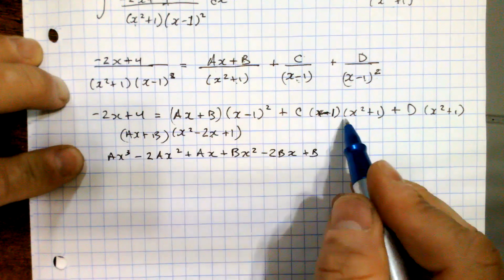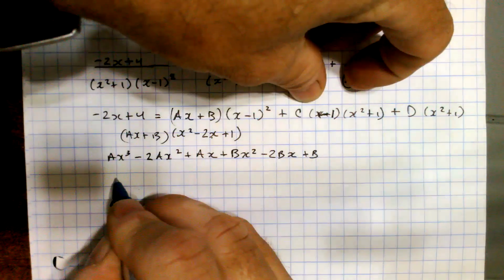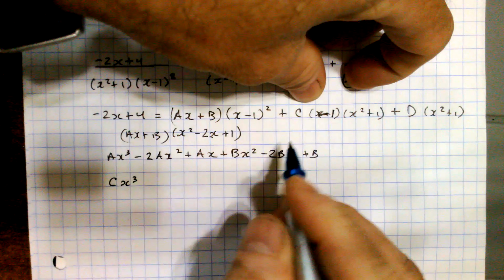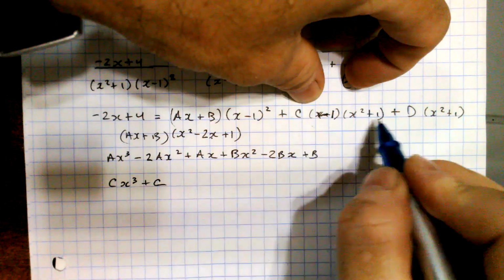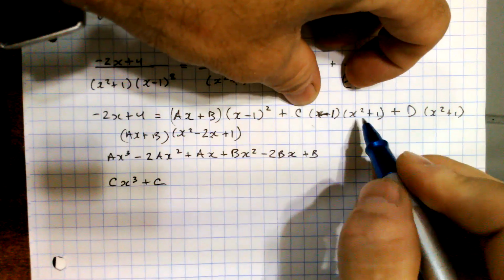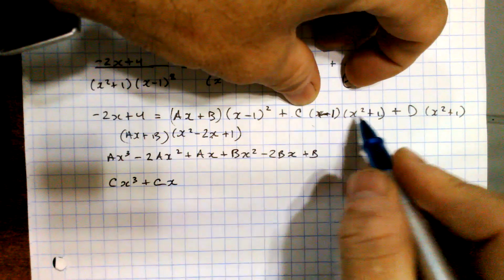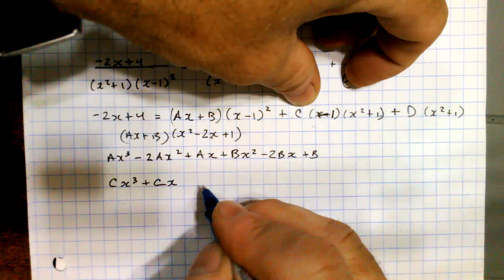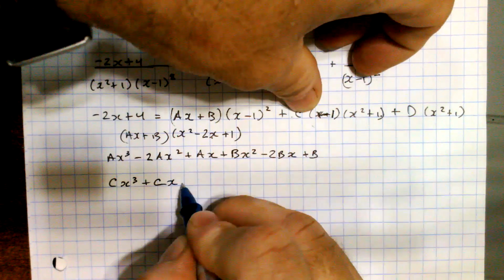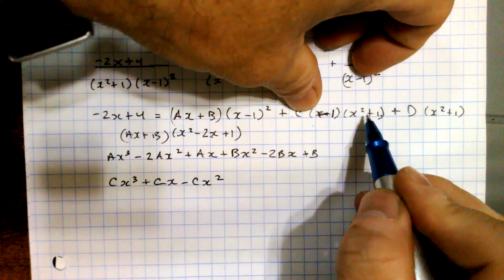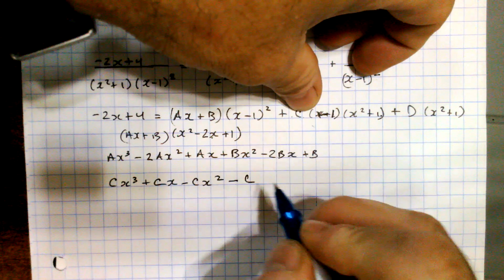Then I'm going to multiply this one out. So over here, I'm going to get a cx cubed. And then I'm going to get a plus c from the c times the 1 here. And I forgot the x term there, so it's cx. There we go. And then I'm going to have a negative c, so a minus cx squared. So c times negative 1 times x squared. And then I'm going to have a minus c times minus c.